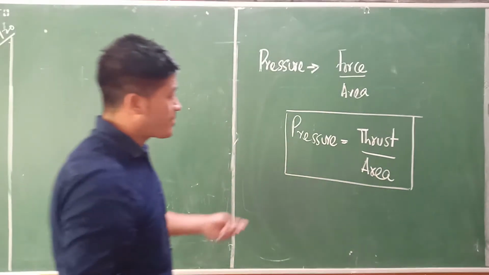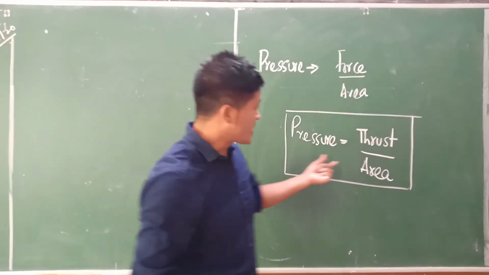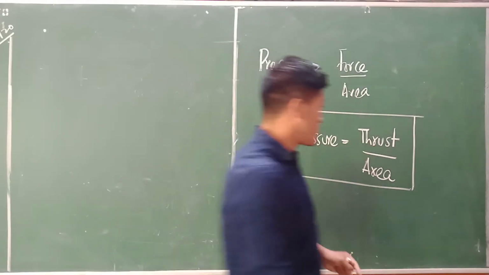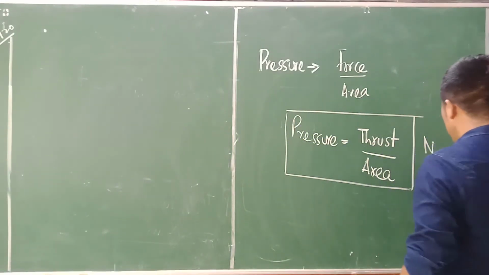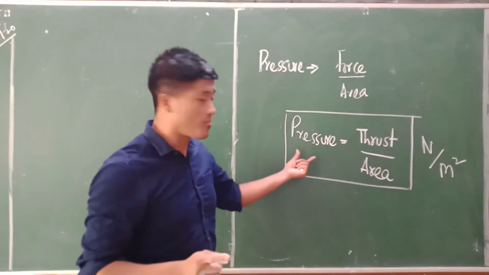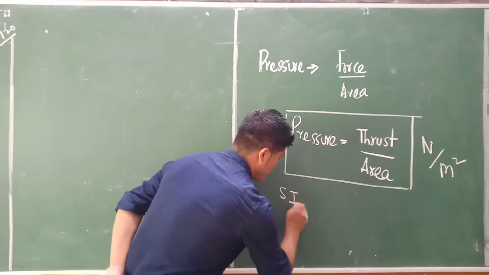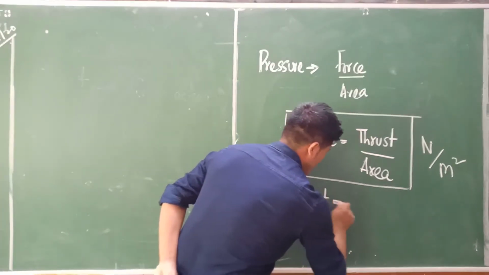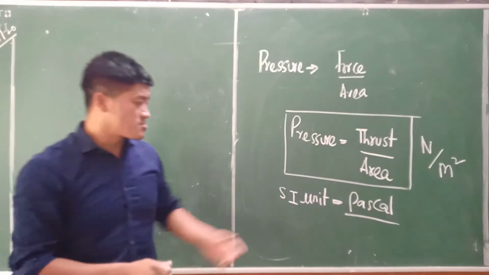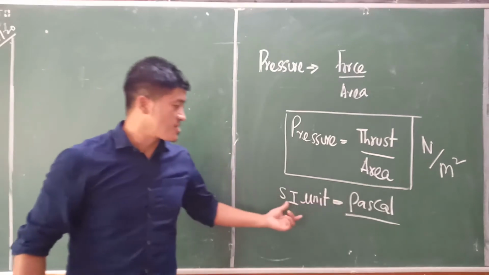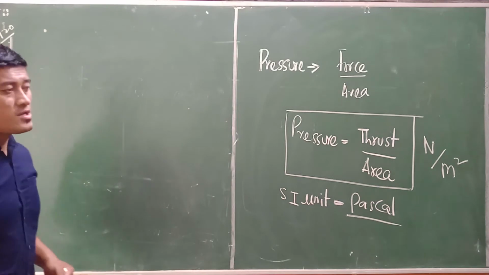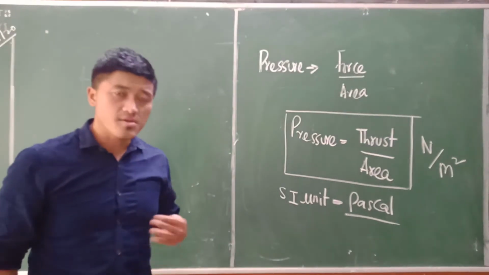So, talking about the unit of pressure, you can write thrust, which is the force, Newton per meter square for area. The most commonly used unit for pressure, the SI unit, is Pascal. Understand? So this is the most commonly used unit in the case of pressure, that is Pascal. Okay. So now, in your exam, what kind of question do they used to ask?